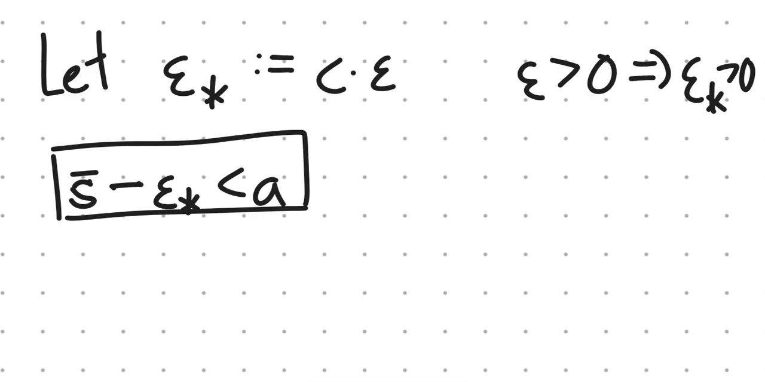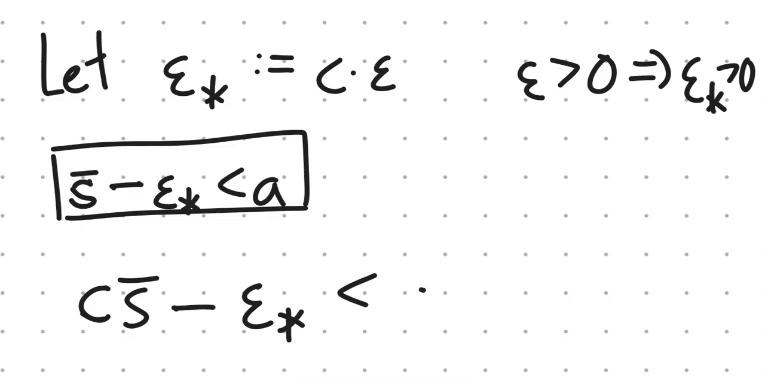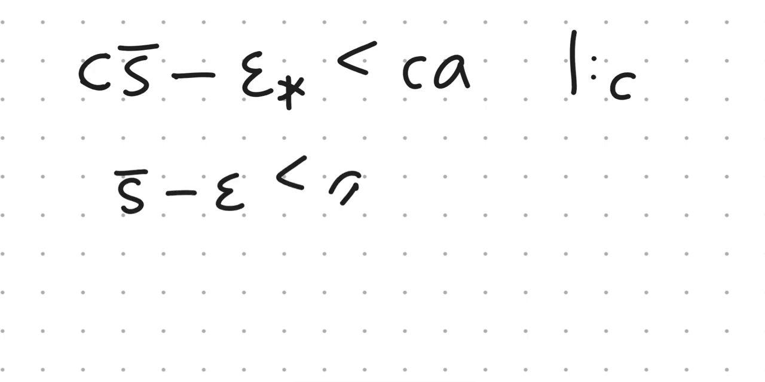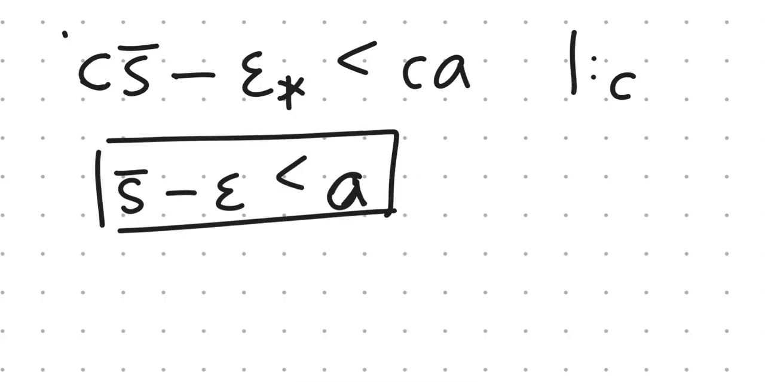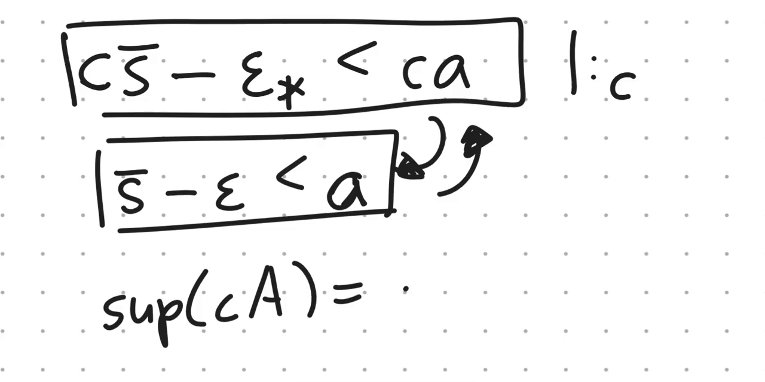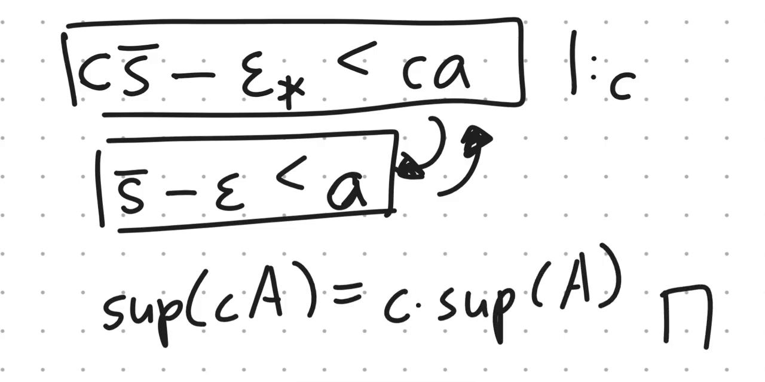Now what we really have is C times S dash, the smallest upper bound. So C times S dash minus epsilon star is smaller than C times a. The reason I defined epsilon star as C times epsilon is that if we divide both sides by C, we get the definition of the supremum that we wanted. So from here we went to here, which means we can also go back and state that the supremum of C times a set A is C times the supremum of the set A. I hope you enjoyed the first proof.